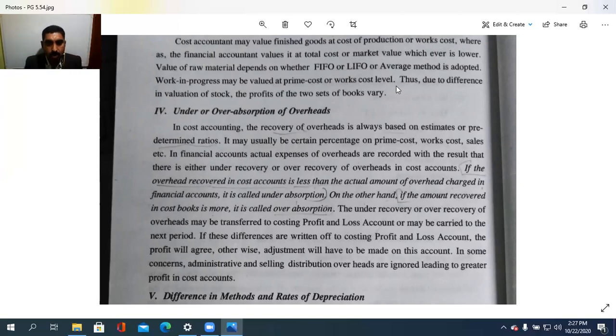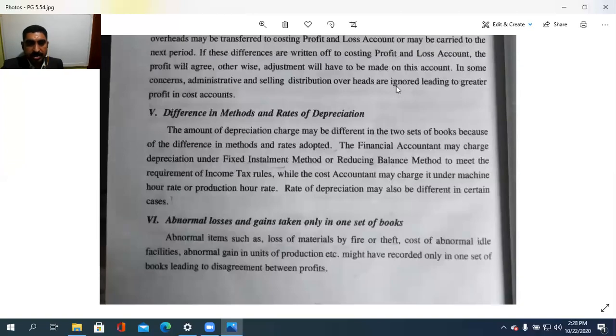So the under recovery or over recovery of the overheads may be transferred to costing P&L account or may be carried to the next period. If these differences are written off to costing P&L account, the profit will agree, otherwise adjustment will have to be made on this account. So this under or over absorption of overheads. And then different methods, difference in the methods and rates of the depreciation.